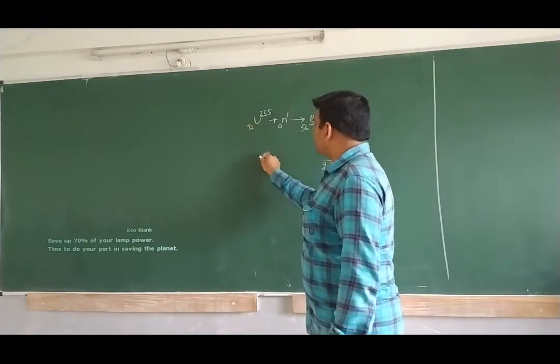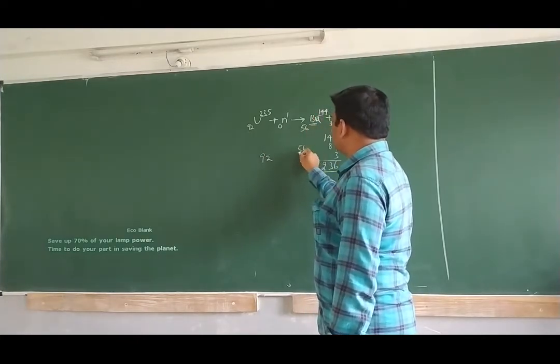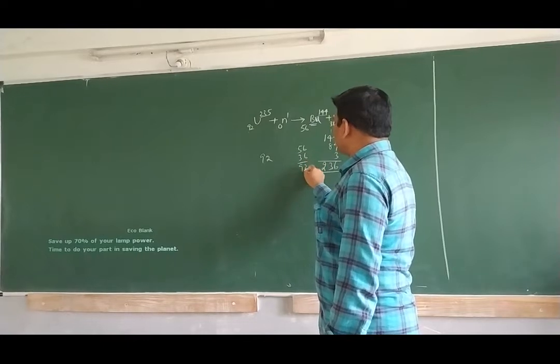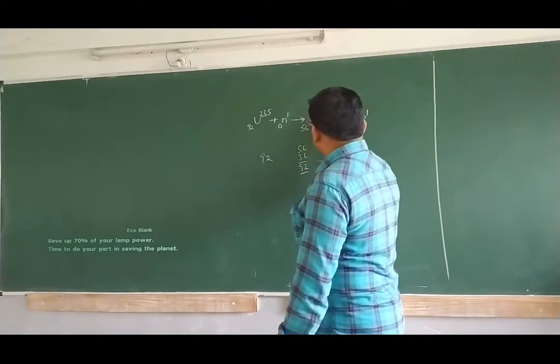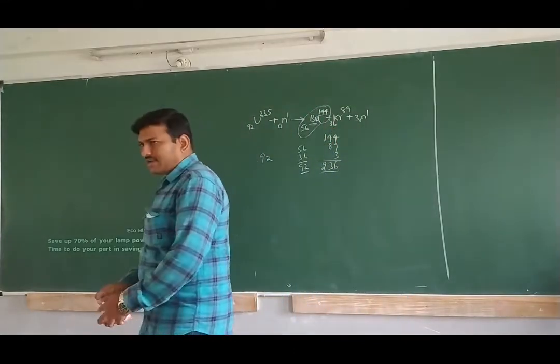92 plus 0 is 92. And this also you check. 56 plus 36 is 92. So, which is the correct one? 56 barium, 144 will be the correct one. Next question please.